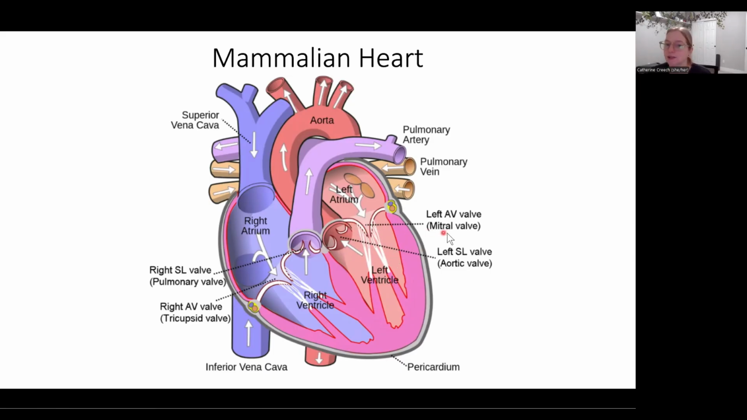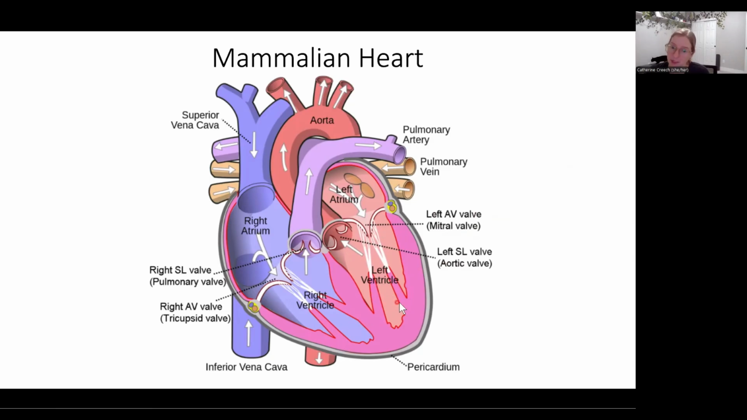This one only has 2, so it's often called the bicuspid or the mitral valve. Mitral refers to a hat, and so someone thought it looked like a mitre, and so it's often called the mitral valve. Bicuspid is good. Left AV valve is good too. Make sure you remember that AV is atrioventricular.